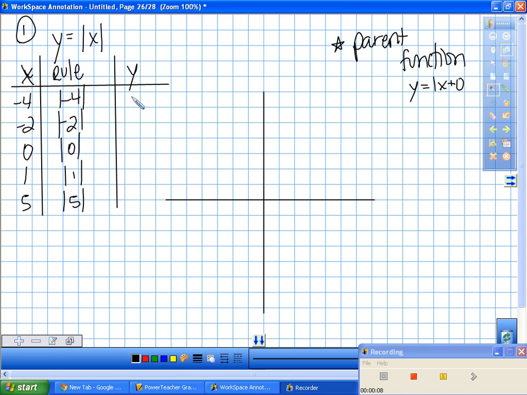Well, the absolute value of -4 is +4. Absolute value of -2 is 2. 0 is 0. Absolute value of 1 is 1. Absolute value of 5 is 5. And from this, we have ordered pairs. So I have -4, 4. I have -2, 2. I have 0, 0. I have 1, 1. And I have 5, 5.